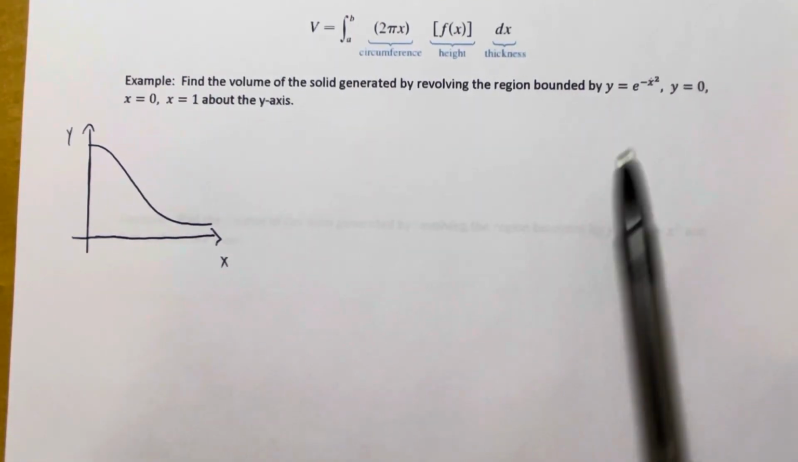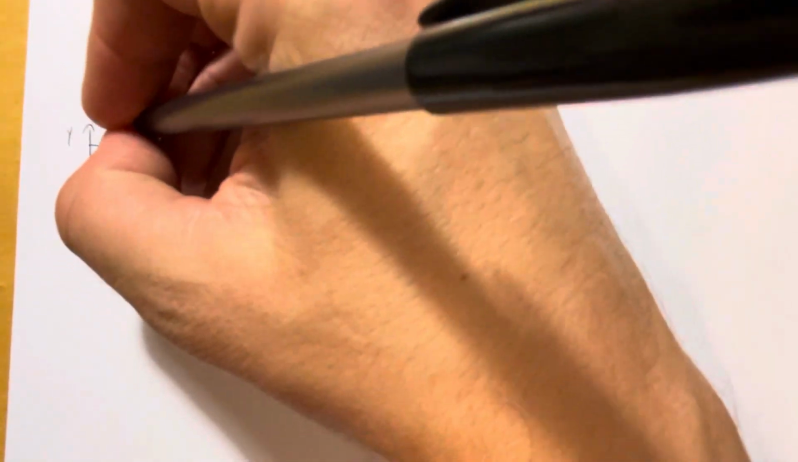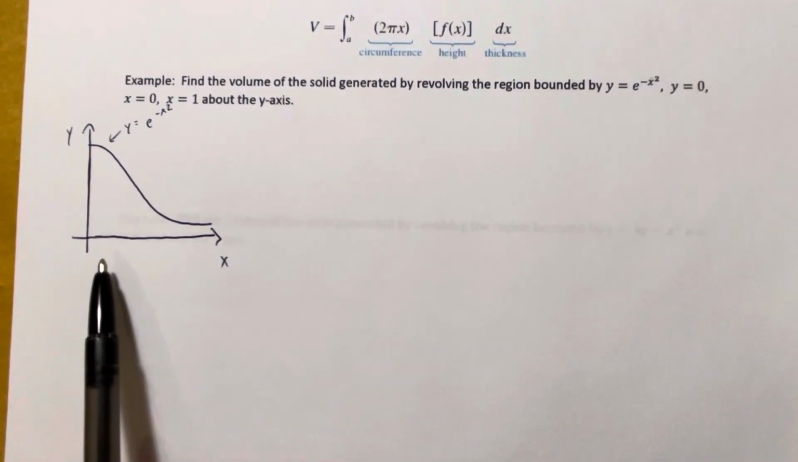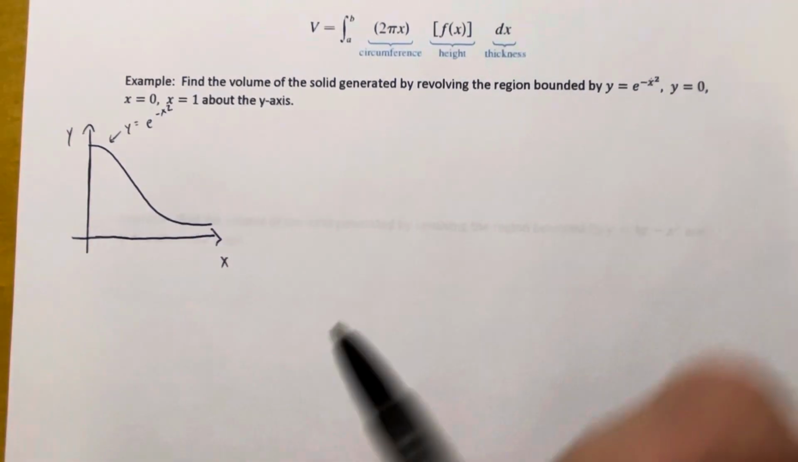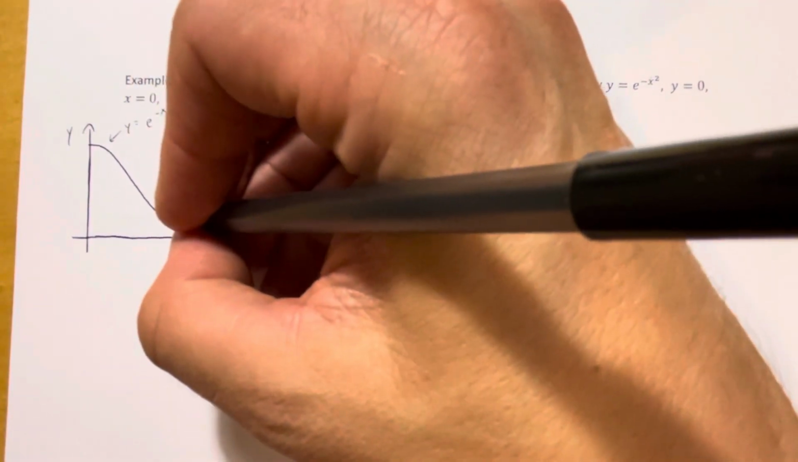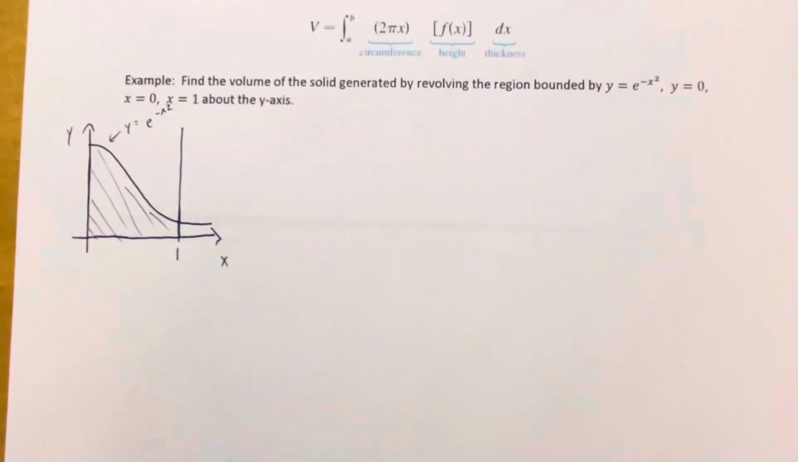So here is y equals e to the negative x squared. Let's label that here. Okay, and then we're bounded by y equals 0 and x equals 0. Those are the x and y axes respectively, and the line x equals 1. Let's just assume that's like right here. Okay, so we're looking at this region right there.